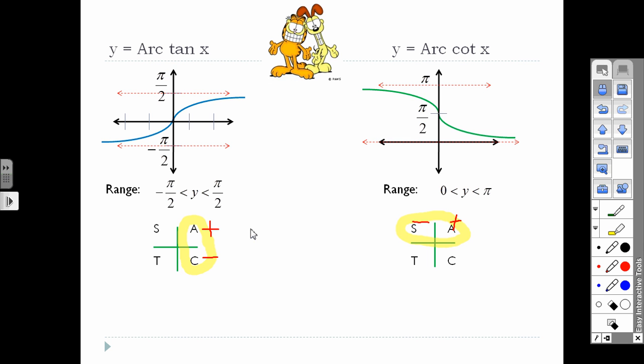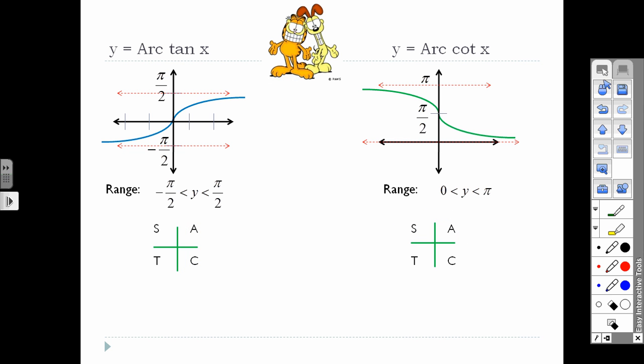And the way you can remember that is that the definition of tangent is sine over cosine. So the numerator is sine, so we're going to use the same quadrants as for sine. Over here, cotangent is cosine over sine, so we're going to use the same quadrants as for cosine, which is in the numerator. Okay, so there's tangent and cotangent inverses.